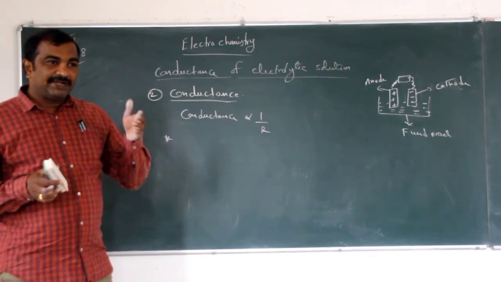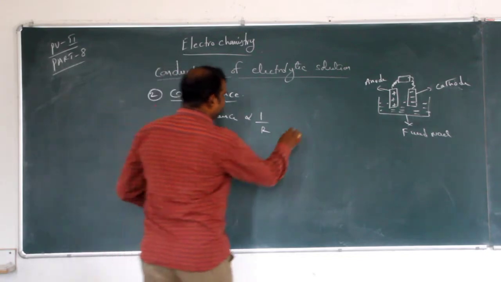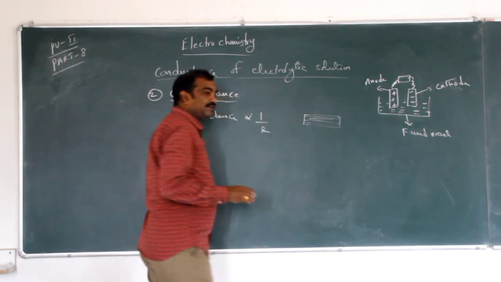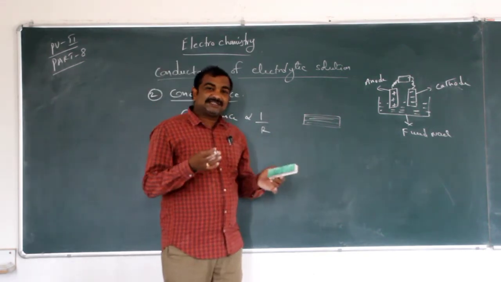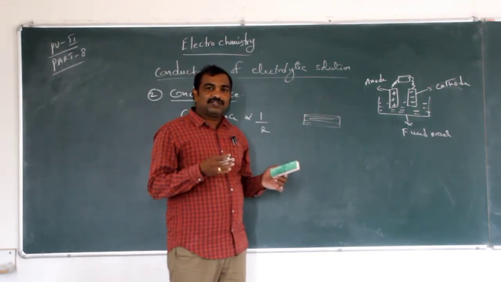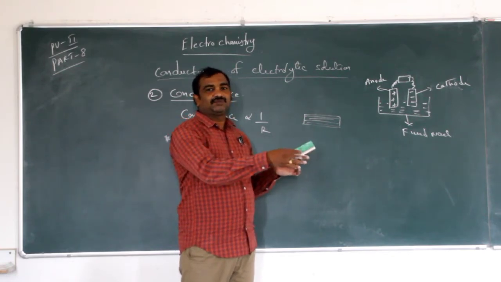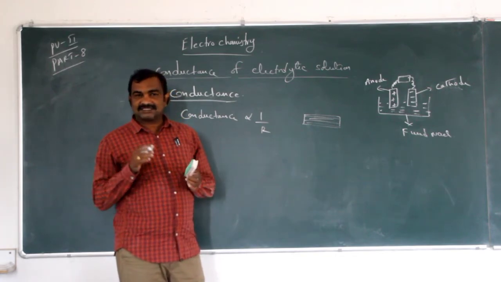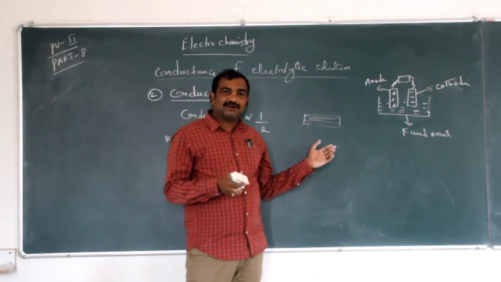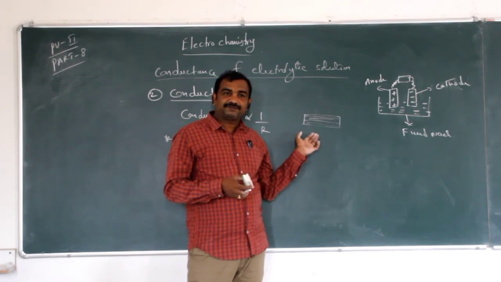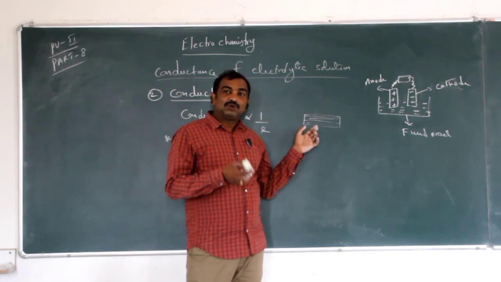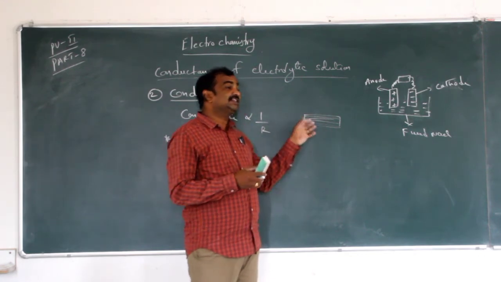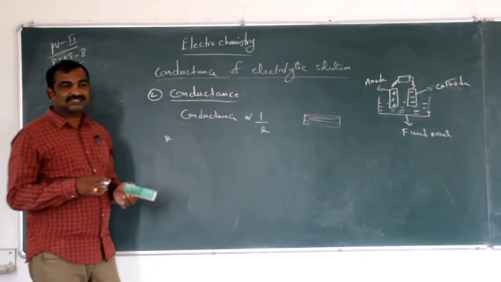That means suppose one material is there like this. What is the capacity of this material to let electric current flow through it? That is called conductance. The capacity of this material to flow the electric current through it, that we measure. That is called conductance.